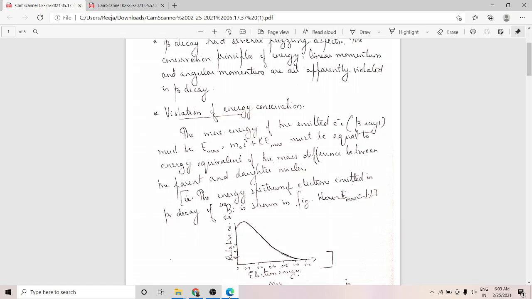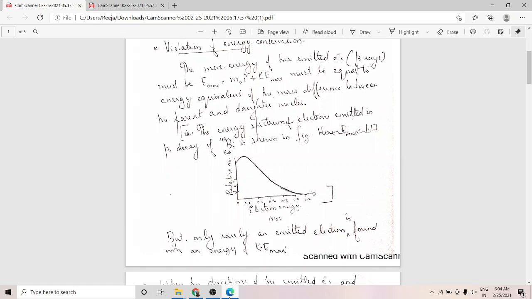The maximum energy of the emitted electrons or the beta rays must be given by E max equal to m0 c square, the rest mass, plus kinetic energy maximum, that is maximum kinetic energy of the emitted electrons. And this energy must be equal to the energy equivalent to the mass difference between the parent and the daughter nuclei. The parent nuclei before beta decay and the daughter nuclei formed after beta decay. So, the maximum energy of the emitted electrons must be equal to the energy equivalent to the mass difference between the parent and daughter nuclei.